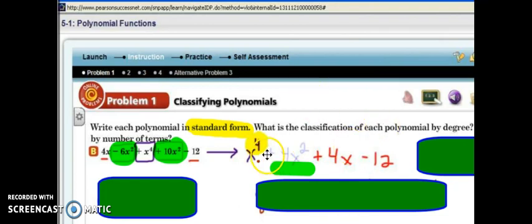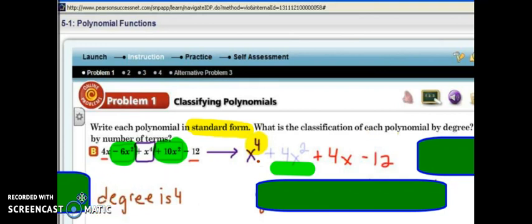So now I want to classify it. What's my degree? My degree is 4. And what do you call it? What do you call it when it's a degree 4?